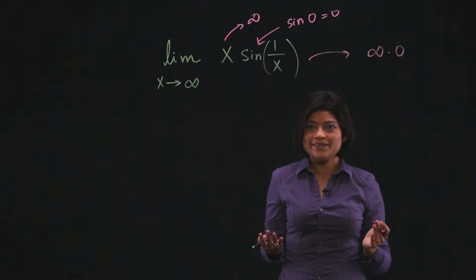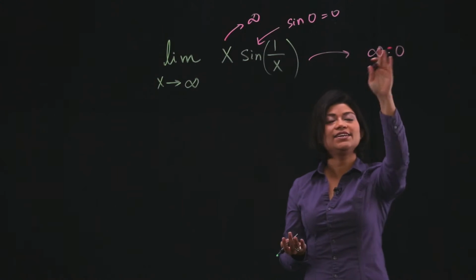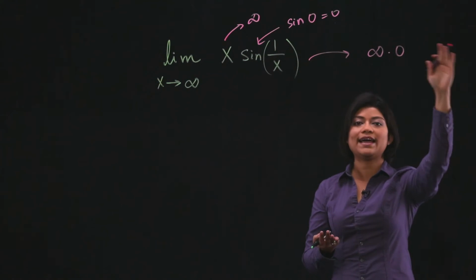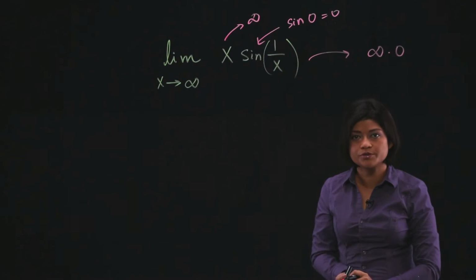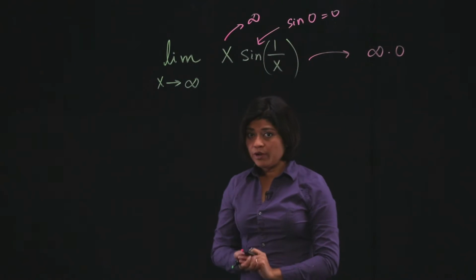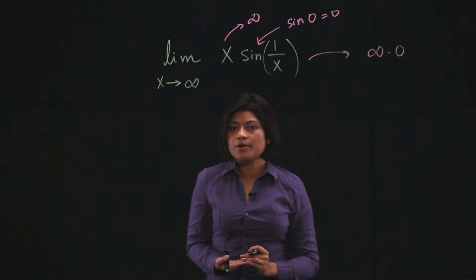What does that even mean? We don't know, right? This is an indeterminate form. We don't know what the answer is with a direct substitution. Therefore, we have to figure out a different way to solve this problem.